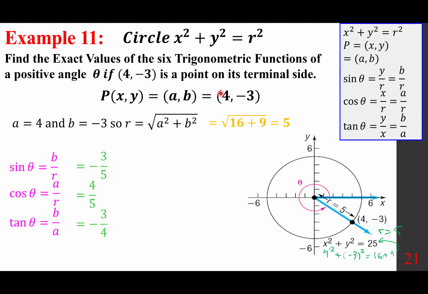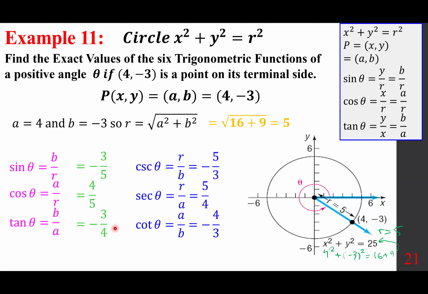What about the rest of them? Reciprocals. So I want cosecant, the reciprocal of this, r over b or negative 5/3. I want secant, the reciprocal of this, r over a or 5 over 4. I want cotangent, a over b or the reciprocal of this, negative 4/3. So just the reciprocals, everybody.